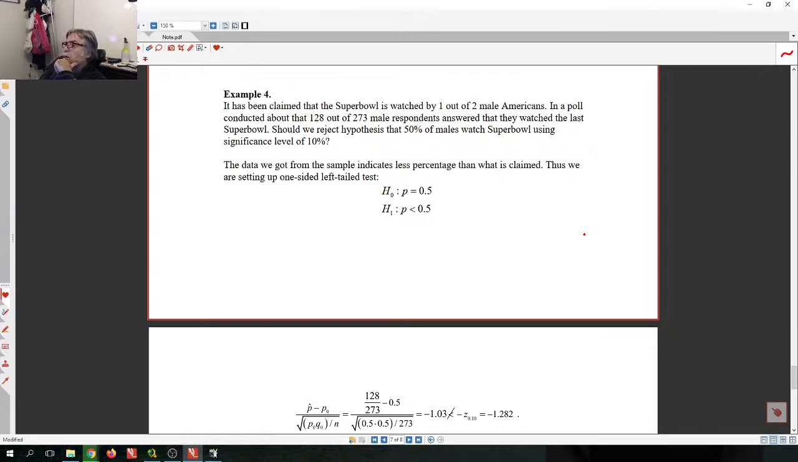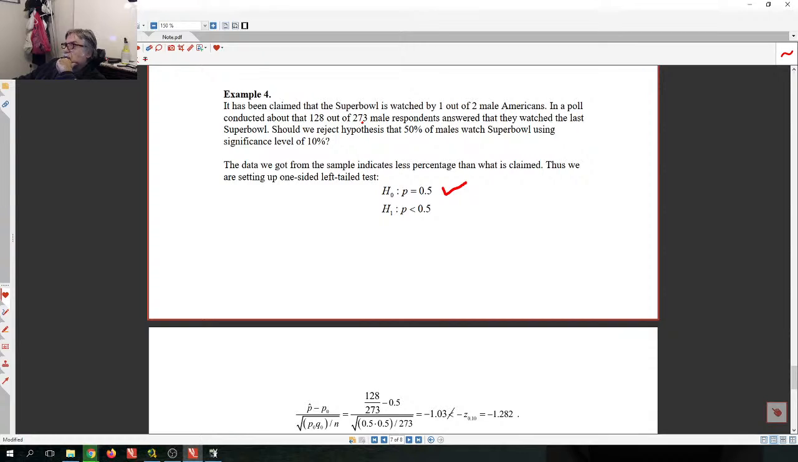It has been claimed that the Super Bowl is watched by 1 out of 2 male Americans. So 50% of male Americans are watching the Super Bowl. That's a claim. Somebody made that claim. In a poll we conducted, the people that watched the last Super Bowl were 128 out of 273 adult male respondents. So we are testing male respondents only, right? I guess it's only adult. I don't know. Maybe you can go for teenagers as well. Okay, so this is the initial claim: 50% of male Americans are watching the Super Bowl.